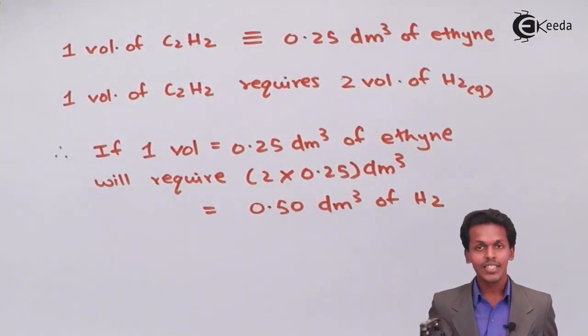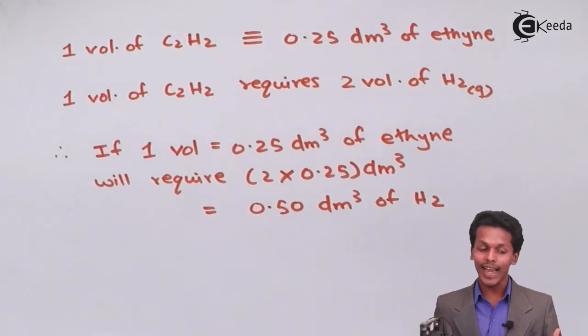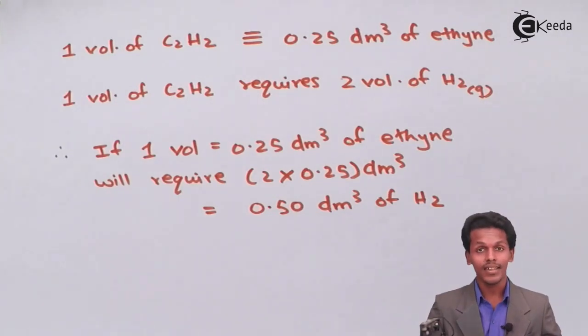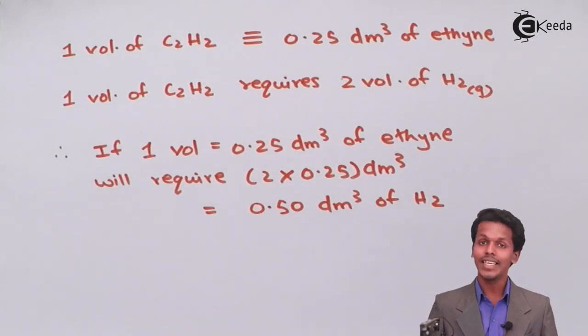So the final answer is that 0.50 dm cube of H2 is required to react with 0.25 dm cube of ethyne so as to convert it into a saturated hydrocarbon known as ethane. It was very simple.